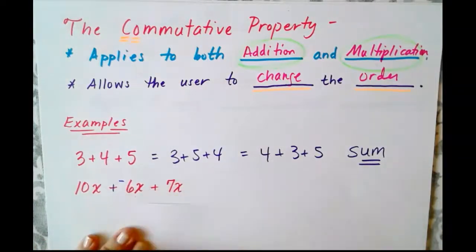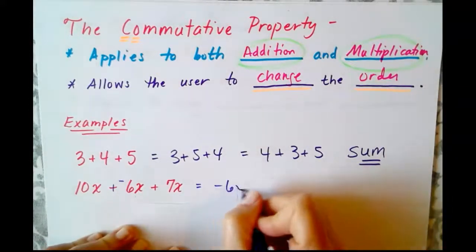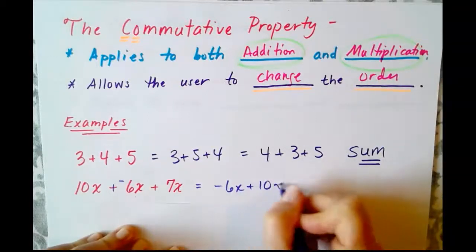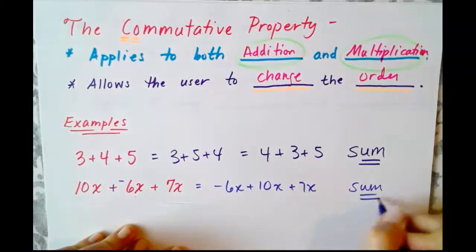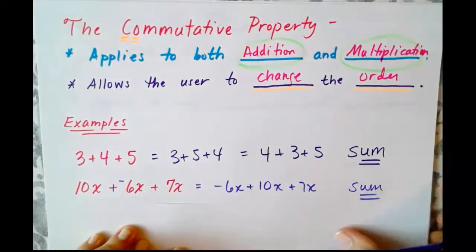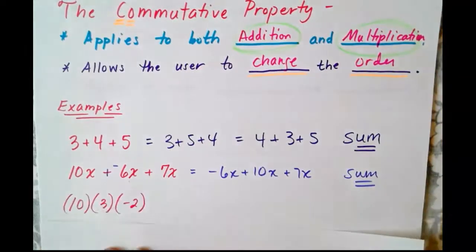Addition of the opposite allows us to change subtraction to addition. So now we can change the order. Negative 6x plus 10x plus 7x, and the sum will remain the same. So we're still changing the order here. This time it's all multiplication.